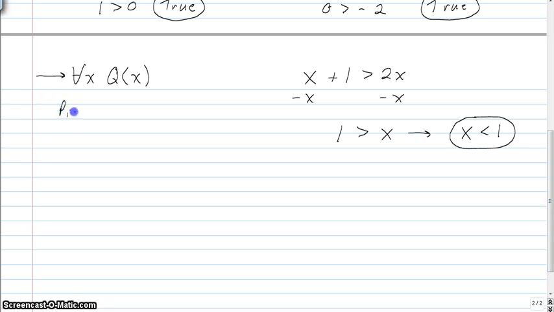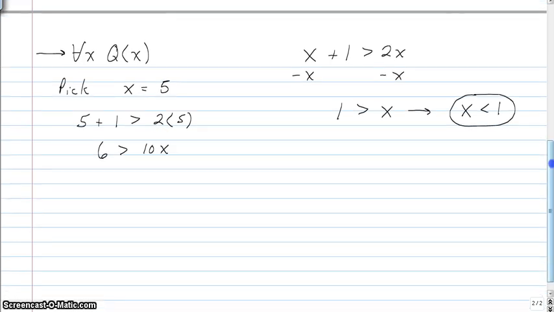So let's see. Let's say we're going to pick x equal to, I don't know, choose your favorite integer greater than 1. And if we put that into our statement, does that work? That's 6 greater than 10. No, that does not work. So we have found just one integer that makes the statement false, which means that the universally quantified statement must be false.